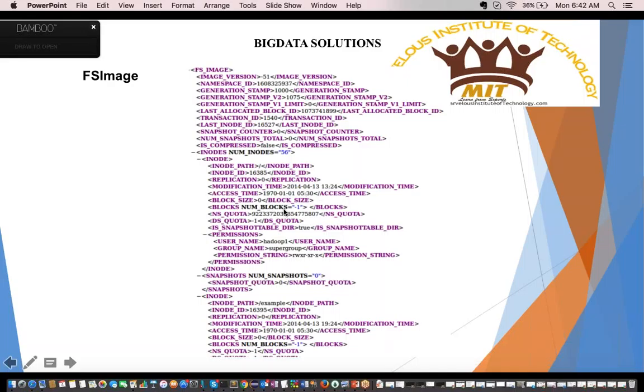I'm moving to the next slide, guys. The same information in some other format, that is XML format we have seen. The same information I have written into the file. So when I write into the file, it comes like this: image version, namespace ID, and last allocated block, some information. Okay, it's just an idea, guys, how it will be stored in the edit logs and fsimage.